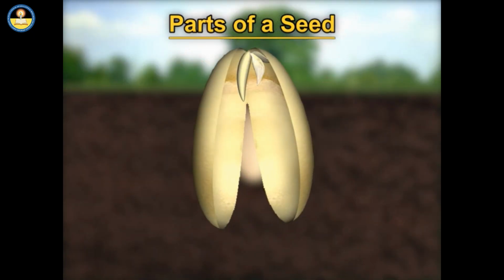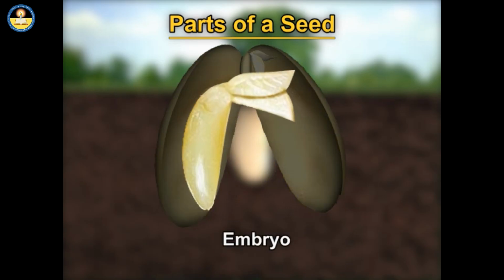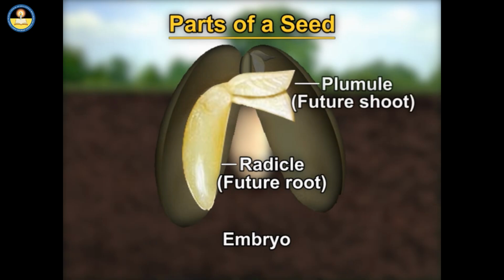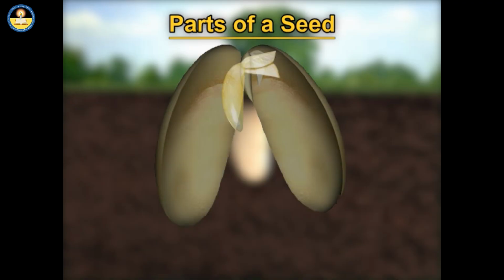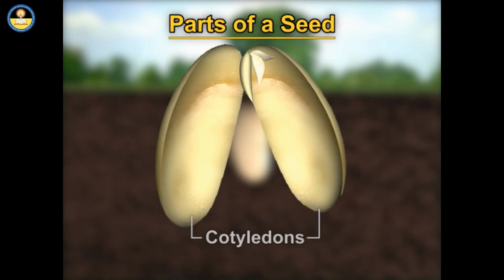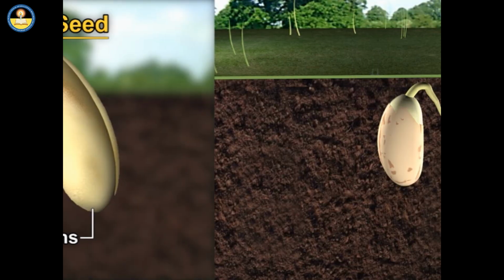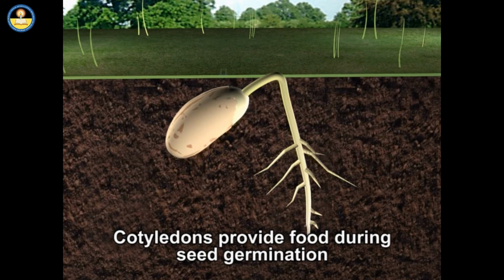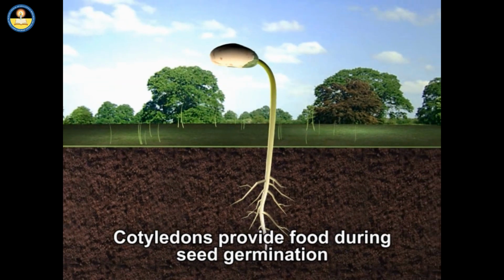The seed contains the embryo, which is made up of the radicle or future root and the plumule or future shoot. The supply of food for the embryo is from cotyledons until it has formed sufficient roots and leaves to obtain its own food.